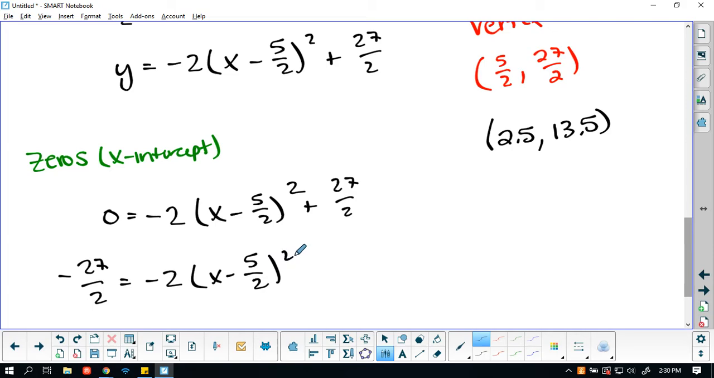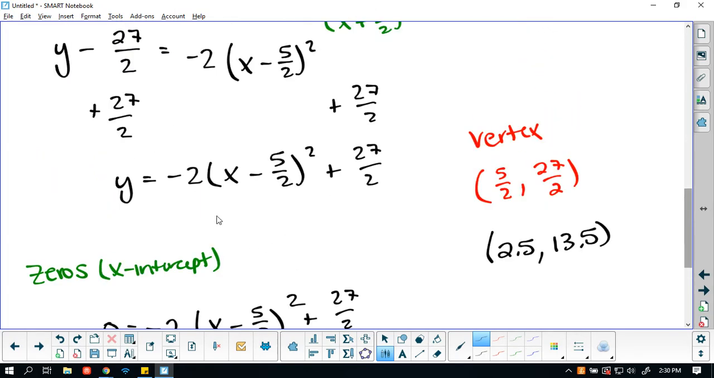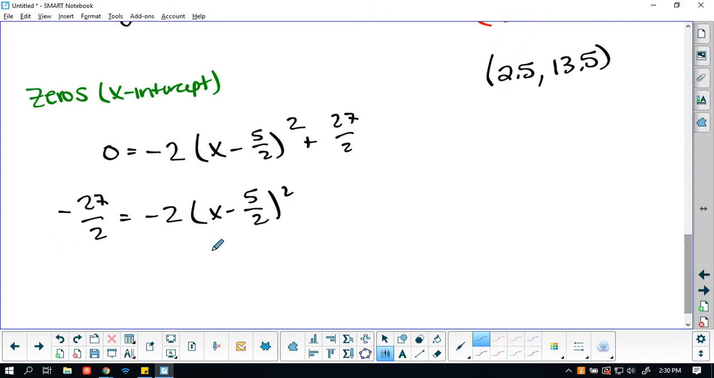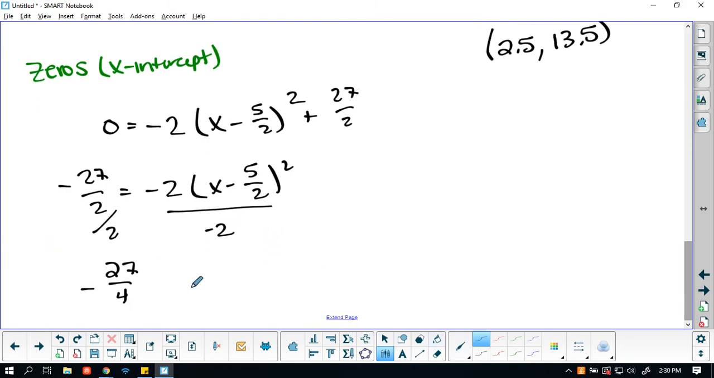So we're kind of back to where we were just a little bit ago, except now instead of having y, we have nothing. Divide out by 2. So we have negative 27 over 4. Oh no, negative 2. So this becomes a positive. That's a horrible looking positive. Let me change it. It's more like a pi than a positive.